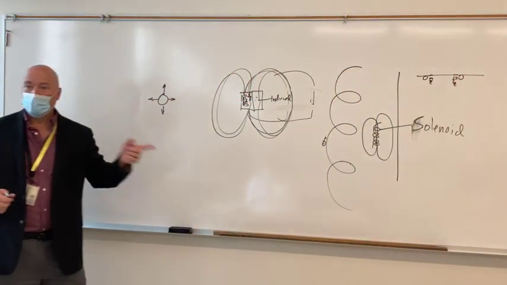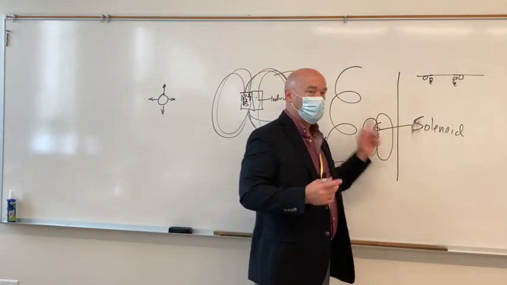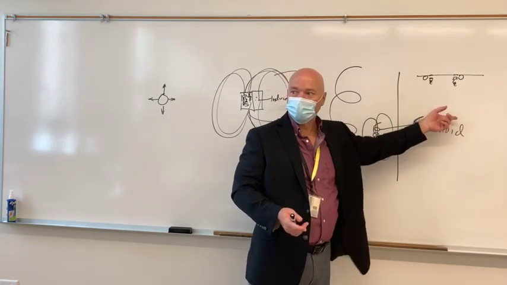Okay, so a solenoid is just a coil of wire with electricity running through it to create a magnetic field so you can do some work. That's all it is.